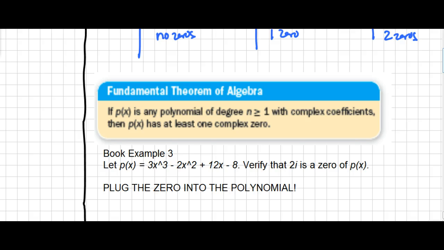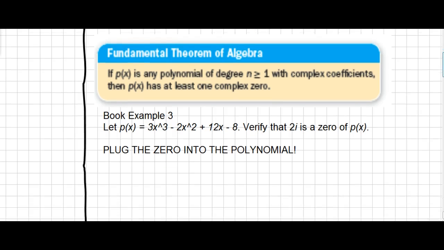So the first type of situation you're going to run into is one like this first example. It's actually book example number 3. You've got polynomial p of x, which is 3x cubed minus 2x squared plus 12x minus 8. They're asking you to verify that 2i is a zero. So they're giving you one of the zeros. To verify that it is a zero, we should plug it in for x, and by the time we're done calculating, we should get the number 0 back.